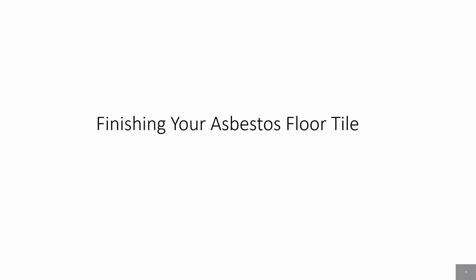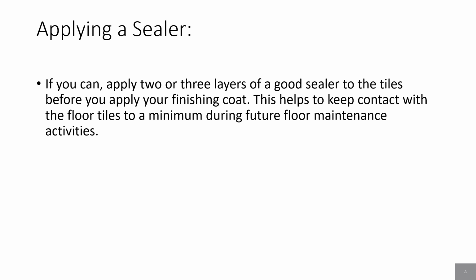Finishing your asbestos floor tile. Applying a sealer. If you can, apply 2 or 3 layers of a good sealer to the tiles before you apply your finishing coat. This helps to keep contact with the floor tiles to a minimum during future floor maintenance activities.